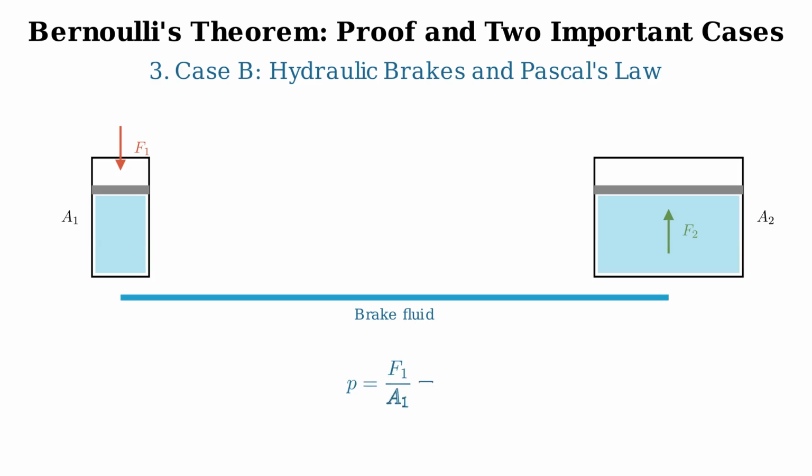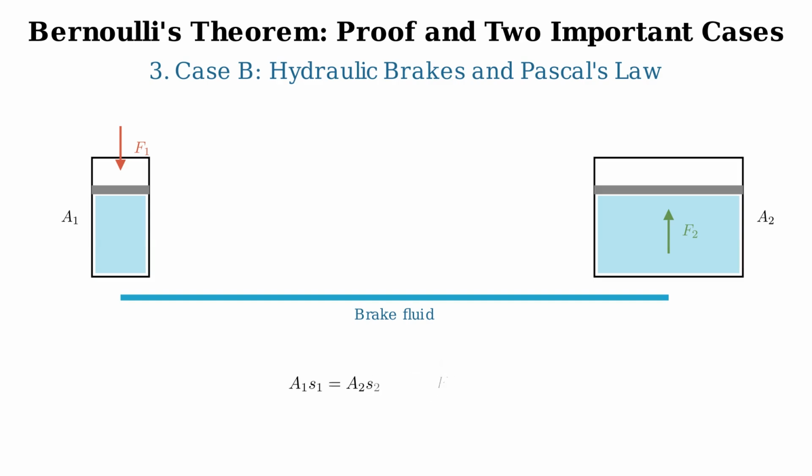Now consider the second case. A hydraulic brake. A small master piston of area A1 is pushed with force F1. This creates pressure P equal to F1 divided by A1. In an enclosed liquid, this pressure is transmitted throughout the fluid. This is Pascal's law. At the wheel piston, the same pressure acts on area A2. So the output force is F2 equals P times A2, or F1 times A2 over A1. Therefore a larger area gives a larger force.